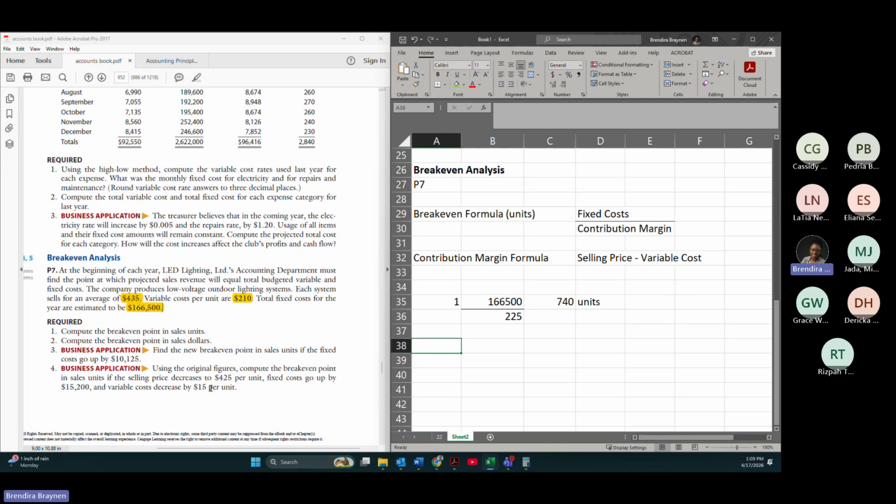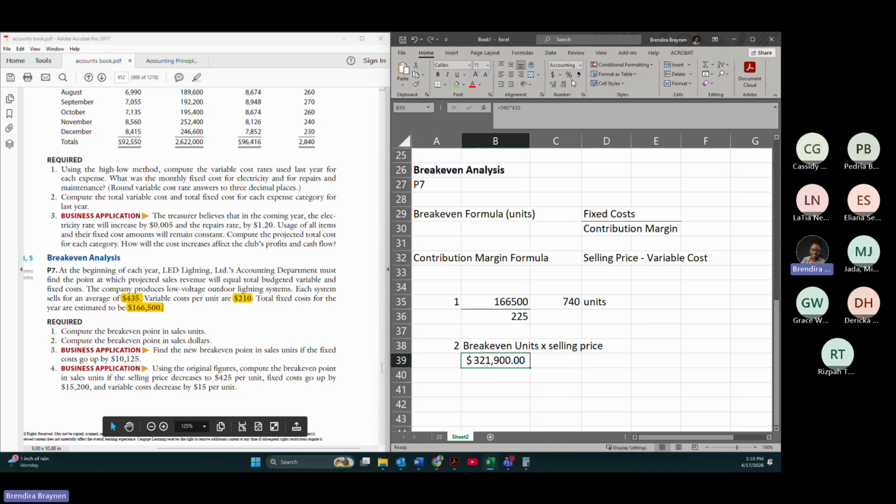2, if I had to calculate that in sales dollars, I'm taking the same 740 units. I have to take my units times the selling price. That's the only way to get my break-even point in sales dollars. So let me just be specific. Break-even units times selling price. Break-even units is 740. So I'm going to take 740 times my selling price, which they told me is $435. So that just means I have to make revenue of $321,900 in order to break even.